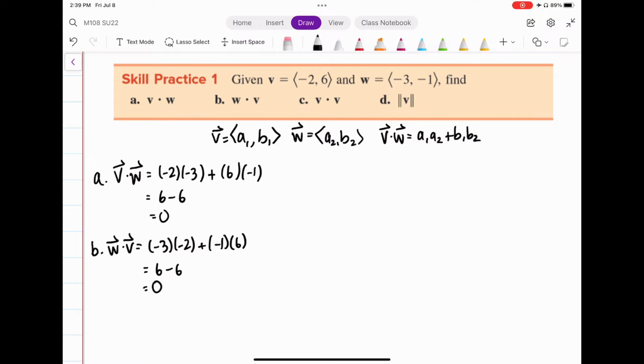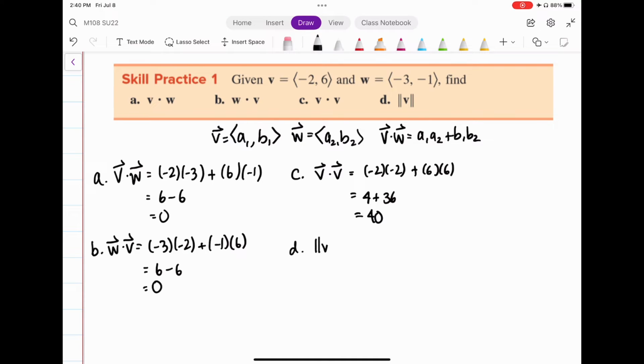Part C, we're multiplying vector v times vector v, which we know by properties of dot products should be the magnitude squared. That's going to be -2 times -2 plus 6 times 6. And -2 times -2 is 4. 6 times 6 is 36. So we have 40.